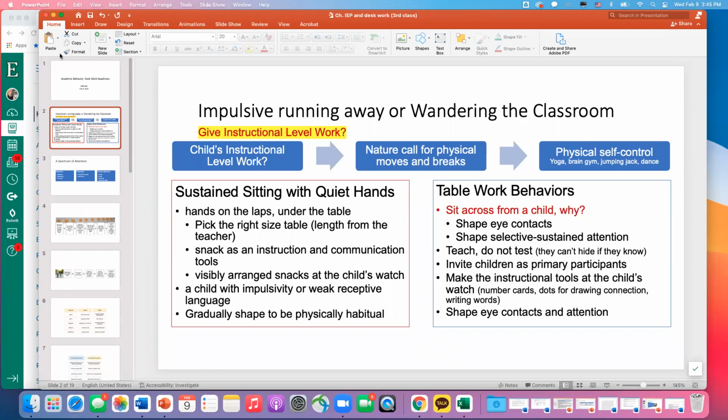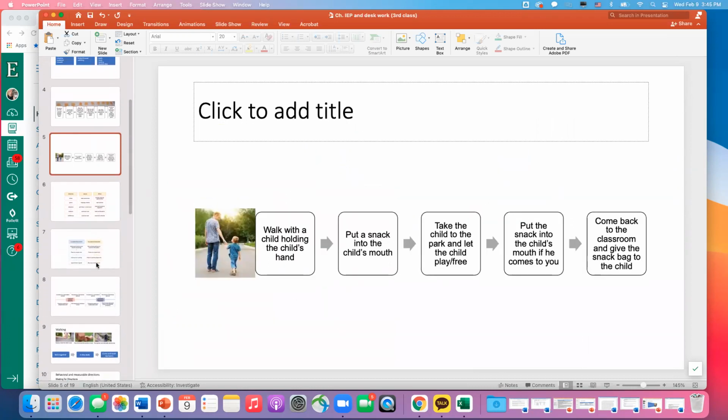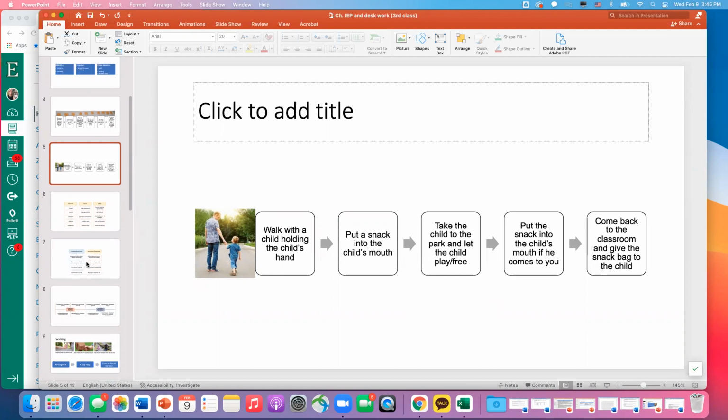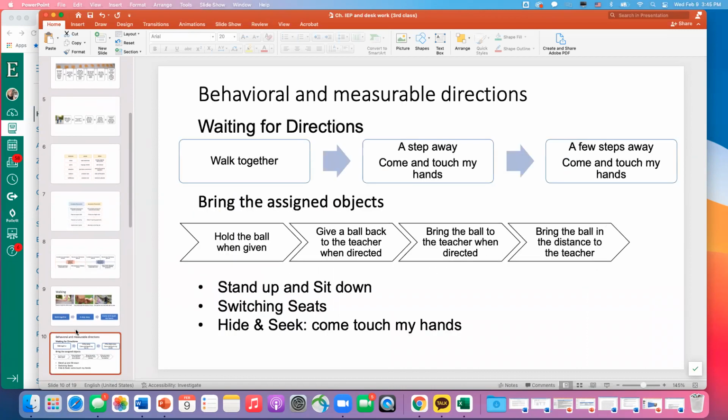Okay, so that's what I meant here. Shaping, eye contact, and attention all go through this. Most of the issues with children are in receptive language, which is following directions. To be honest, we never teach children how to follow directions, yet we believe they understand and are going to do it. So any directions you give always have to be behaviorally measurable.